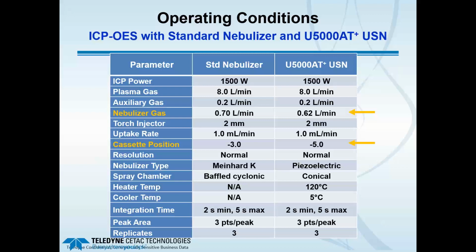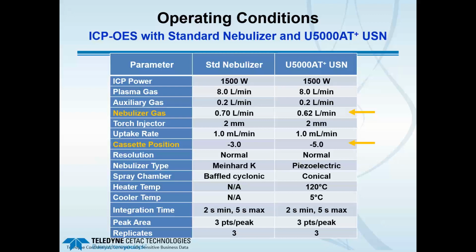The nebulizer gas flow with the standard nebulizer is set at 0.7. When we set up the USN and did the tuning, it came down a little bit to 0.62, but that's very easy to do via the host ICP software. All the other gas flows in this test remain the same.